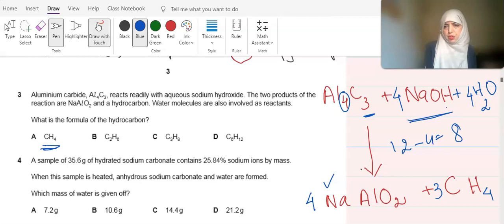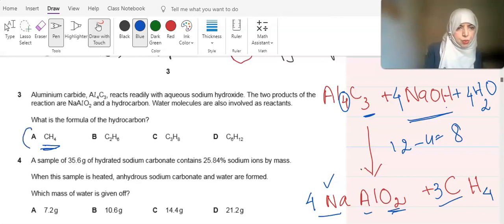4 oxygen, 8 oxygen, and hydrogen is 12, C, 8 and 4, 12, and sodium is 9. Yes, sodium is 9. Sodium is 4, and sodium is 4. Aluminum is 4, and carbon is 3, and so our equation is balanced. So option 3 is a correct option.